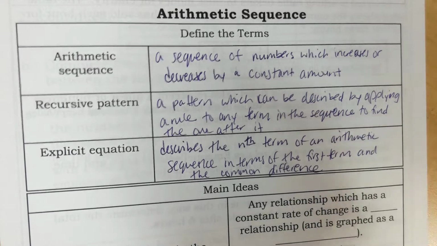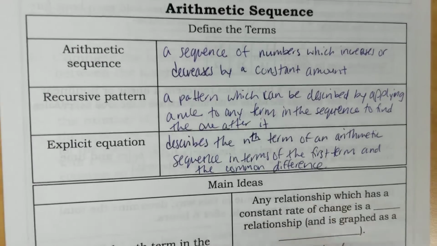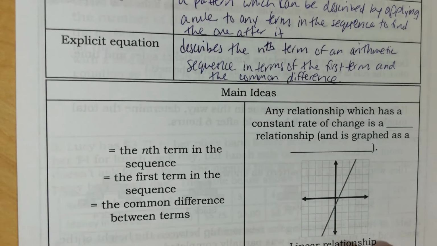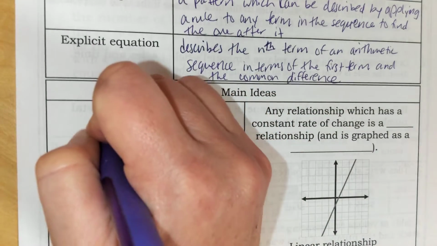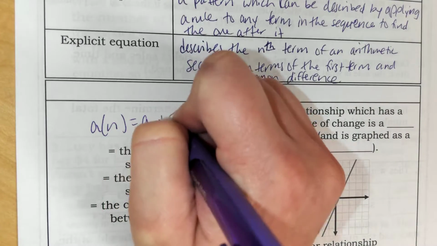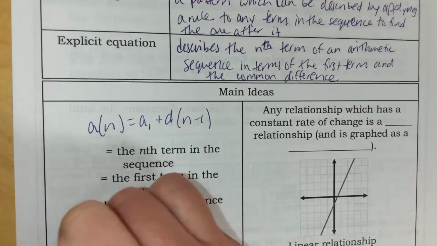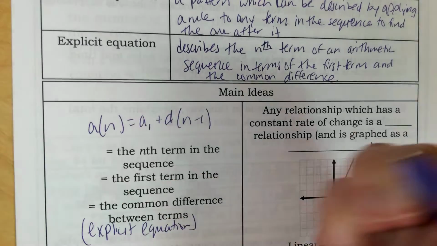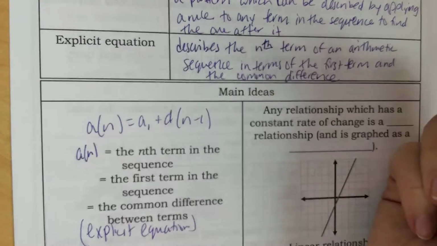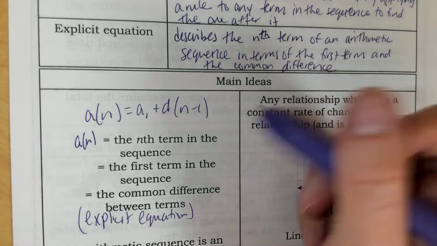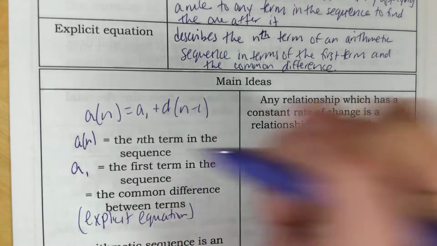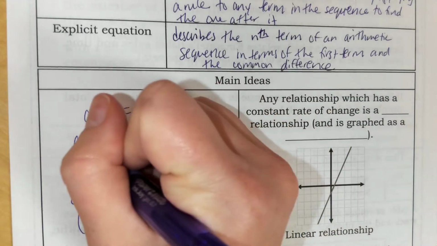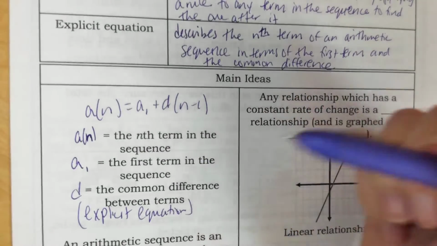Okay, so hopefully as we go through these notes, this will become a little bit more clear, but these are the basic definitions for these three words that we're going to talk about. First off, I'm going to go ahead and give you the explicit equation for an arithmetic sequence. A of n represents the nth term in the sequence. The first term is represented by a sub 1, and d is the common difference between terms.